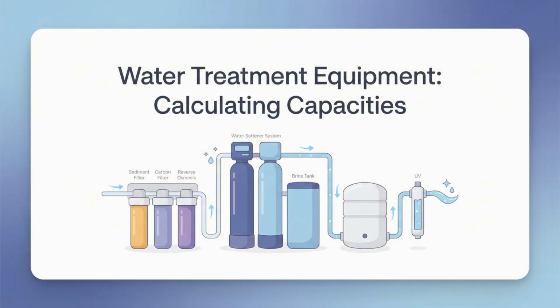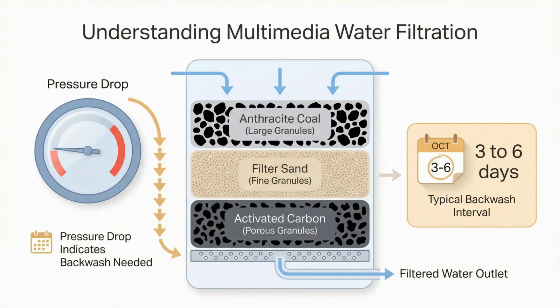Welcome to our session on water treatment equipment. Today, we are going to learn how to calculate the capacity of various types of water treatment systems, from basic filters to water softeners and specialized iron filters. Let's start with basic filters, like sand, multimedia, or activated carbon filters.